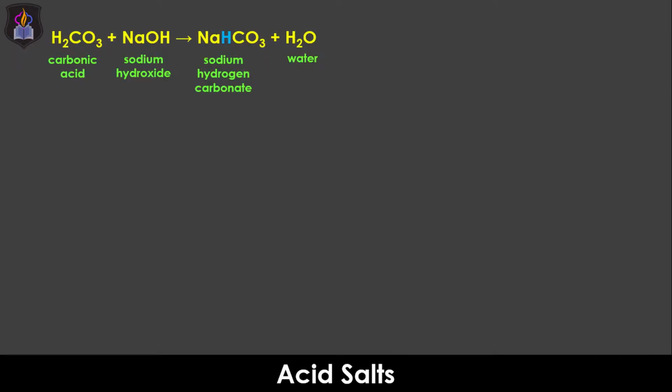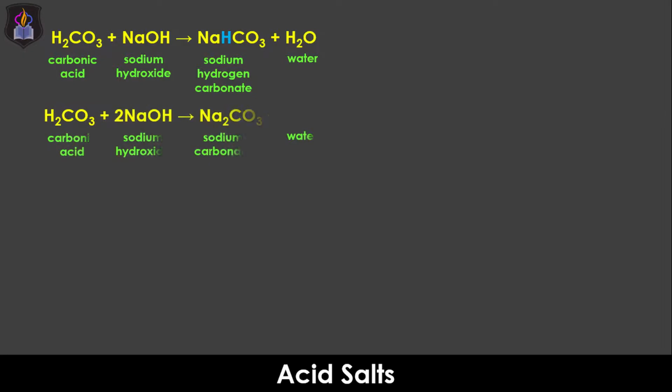Next is acid salts. Sodium hydrogen carbonate is the product of the incomplete neutralization of carbonic acid by sodium hydroxide. Being a dibasic acid, 2 moles of sodium hydroxide solution will be required to completely neutralize 1 mole of the acid. But when 1 mole of the base is available, it leads to the formation of an acid salt.